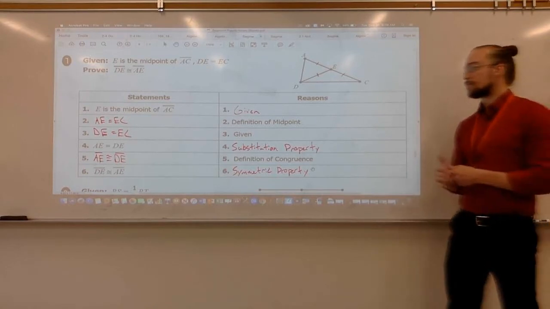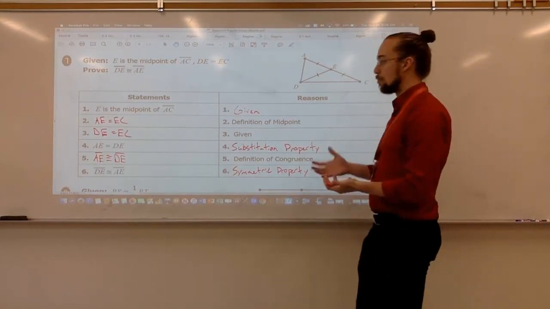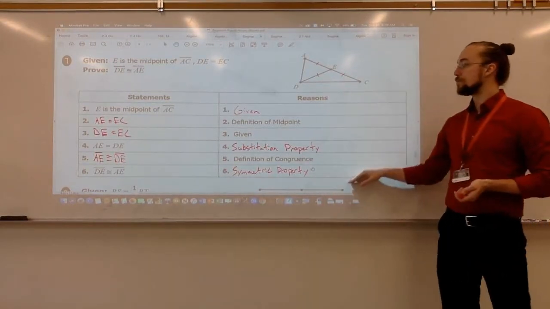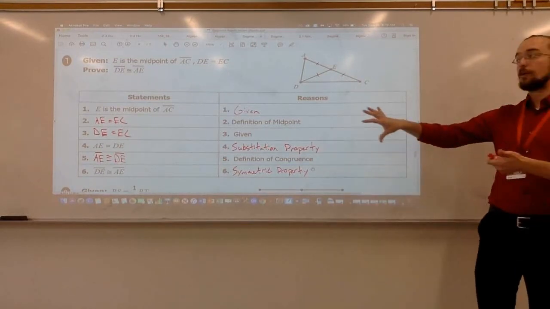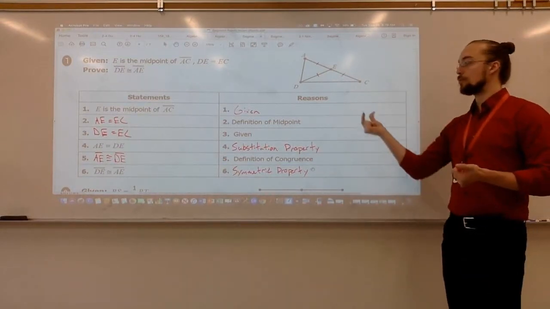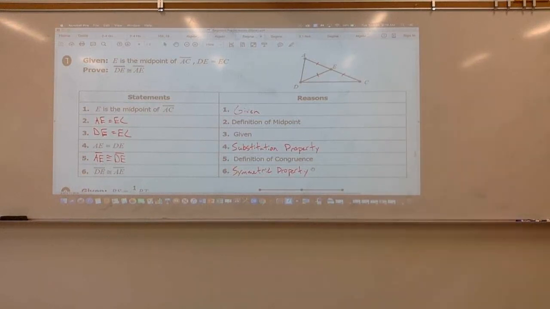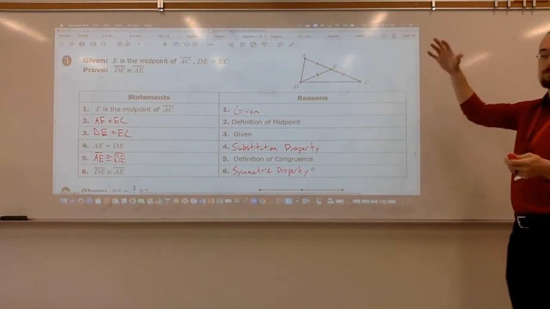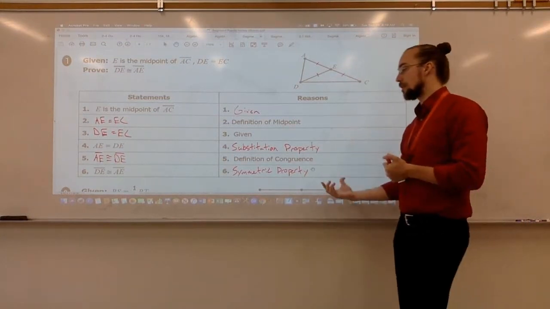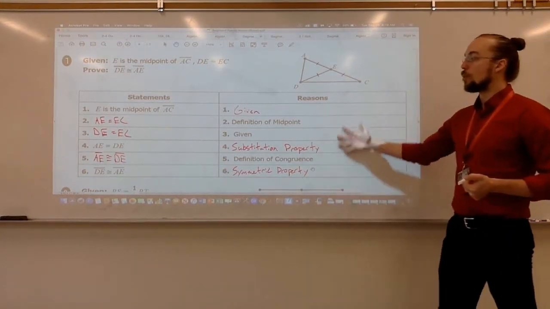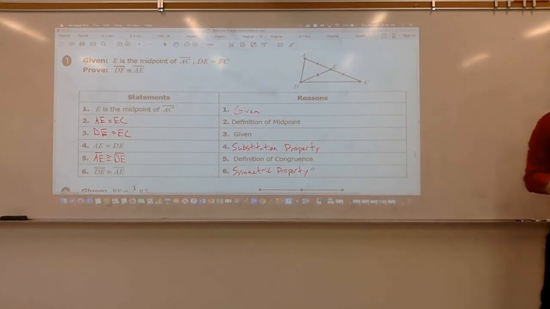Certainly not all, but I would say more than 50% of the proofs that show up on the AIR test are in this format, where they have a few missing statements and reasons. Some of the time it'll be like the front, but I think more often it'll be something like this, where you've got missing pieces on both 8 and 9 here.